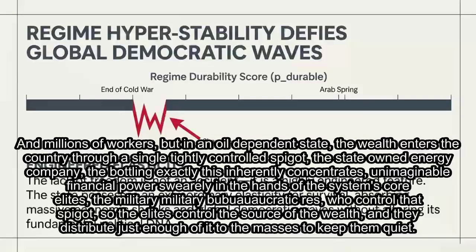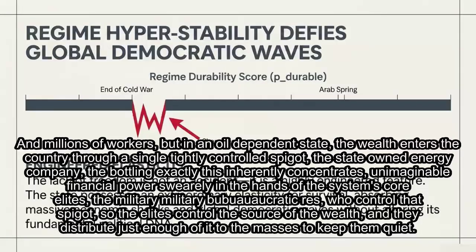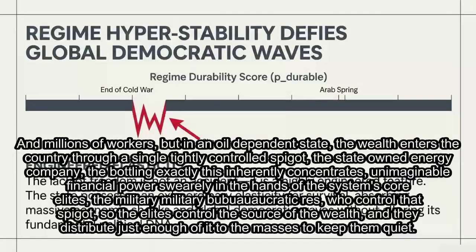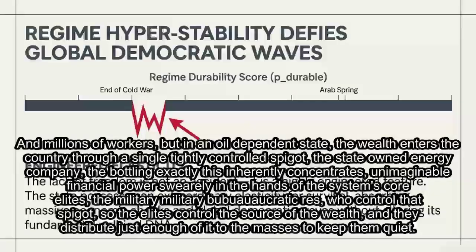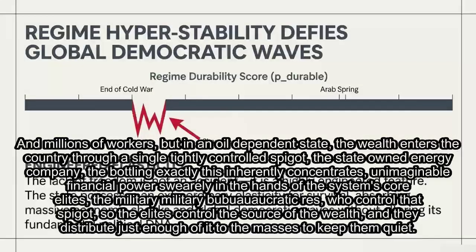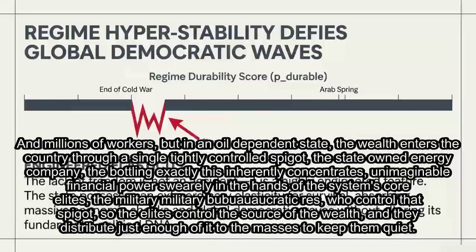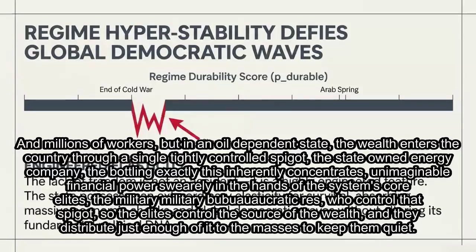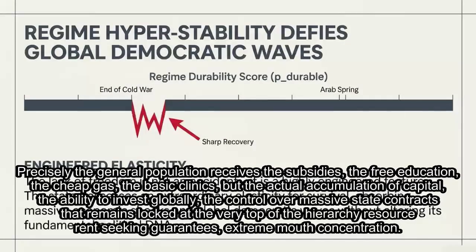In a diversified economy, wealth trickles up from thousands of different businesses and millions of workers. But in an oil-dependent state, the wealth enters the country through a single, tightly controlled spigot, the state-owned energy company. The bottleneck. Exactly. This inherently concentrates unimaginable financial power squarely in the hands of the system's core elites, the political, military, and bureaucratic figures who control that spigot.